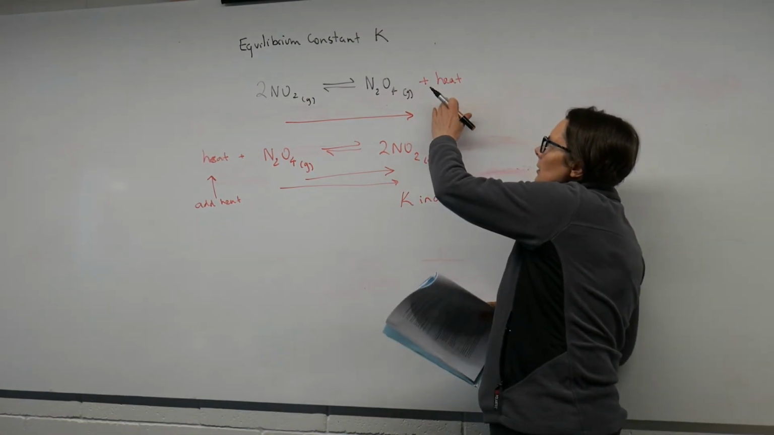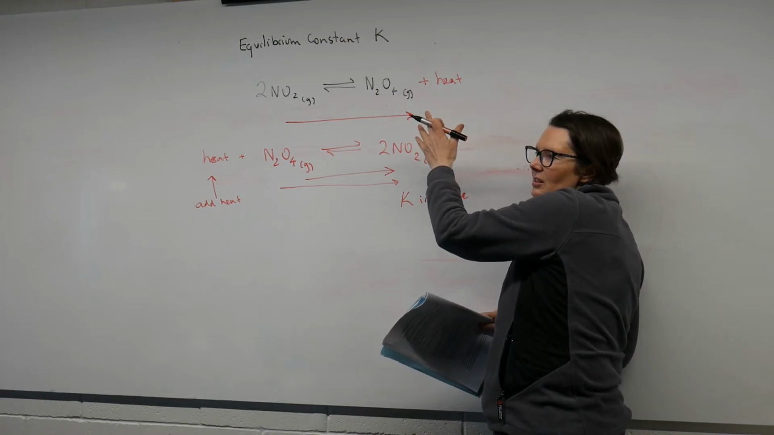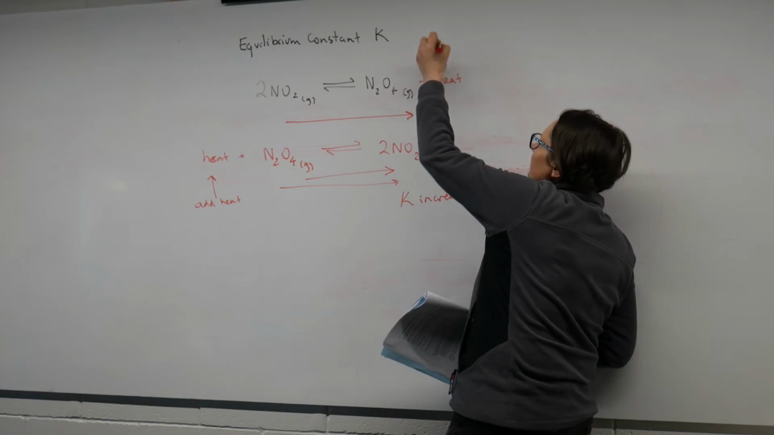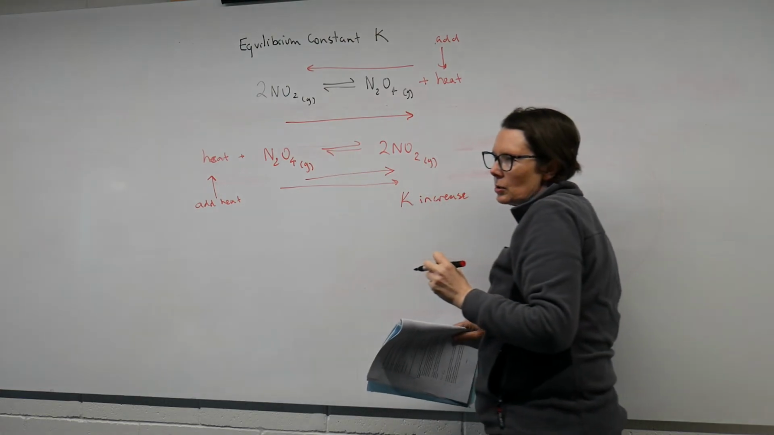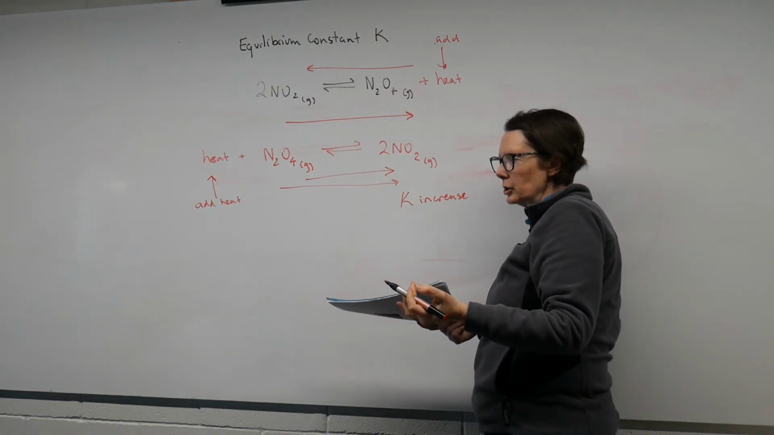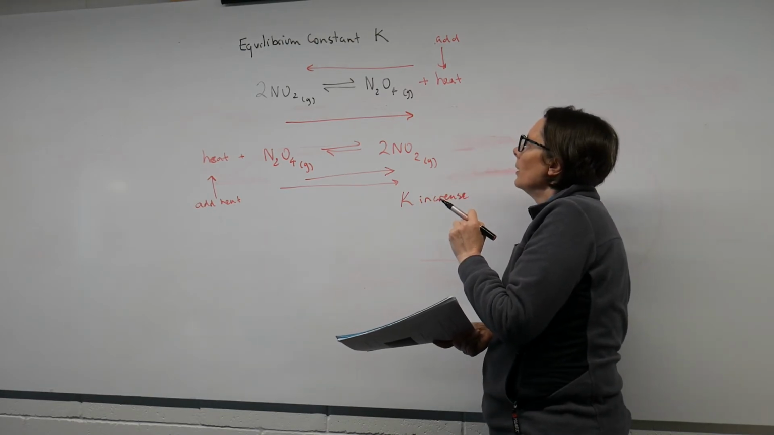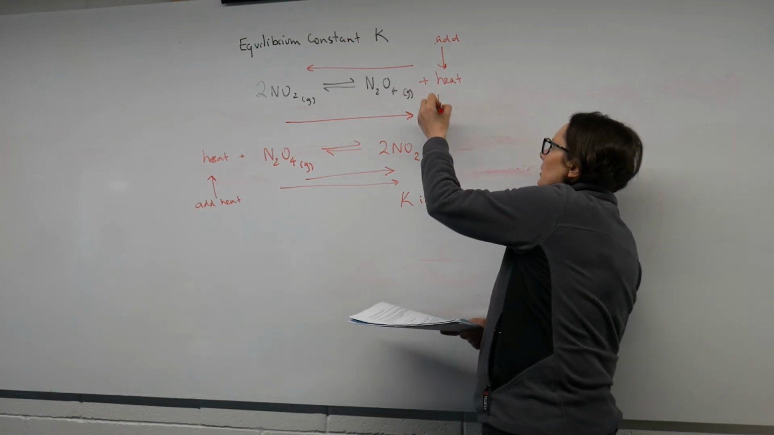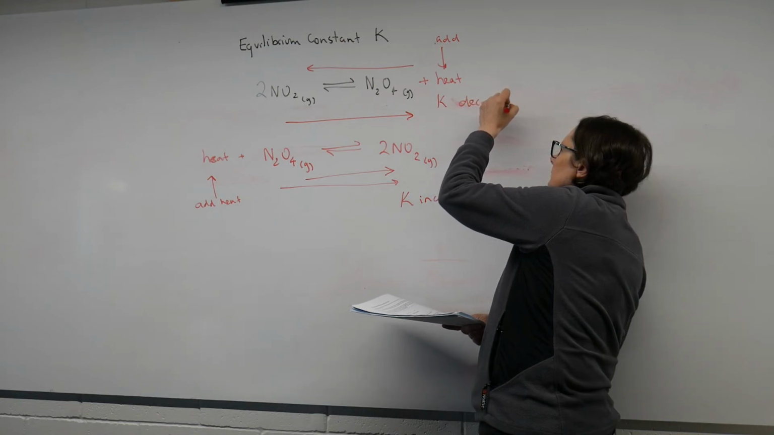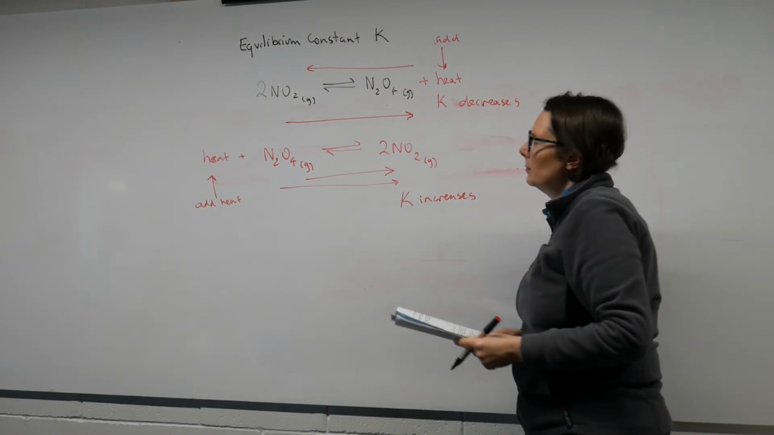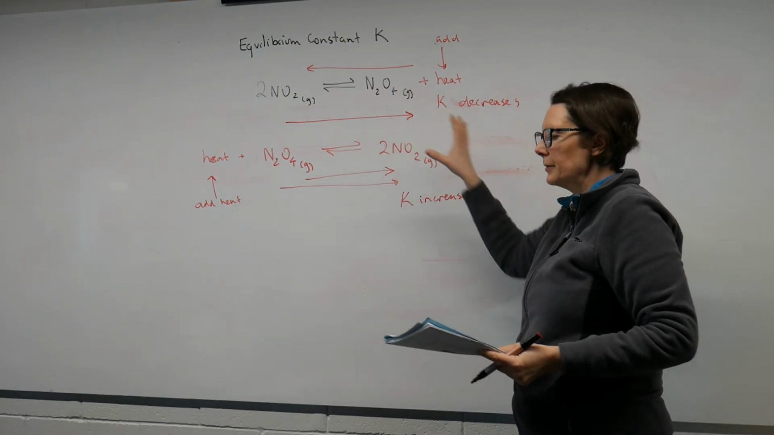Now, because here we are releasing heat, if we add heat to this system, then we're going to be driving the reverse reaction, because, again, when we think about Le Chatelier's principle, we'll see why that happens. And so that means that K will decrease. And of course, we've increased the concentration of our reactants rather than our products.